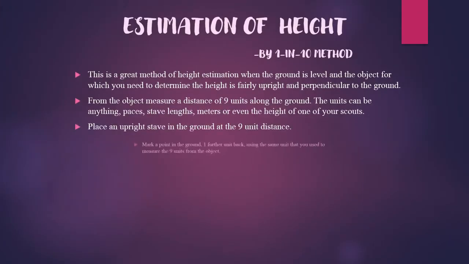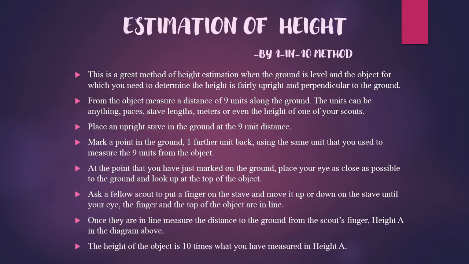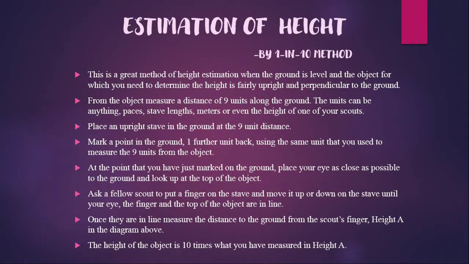Estimation of height, by 1 in 10 method. This is a great method of height estimation when the ground is level, and the object for which you need to determine the height is fairly upright and perpendicular to the ground. From the object, measure a distance of 9 units along the ground. The units can be anything: paces, stave lengths, meters, or even the height of one of your scouts.